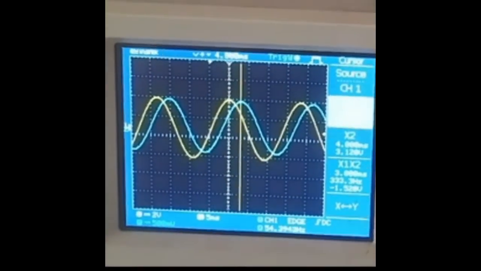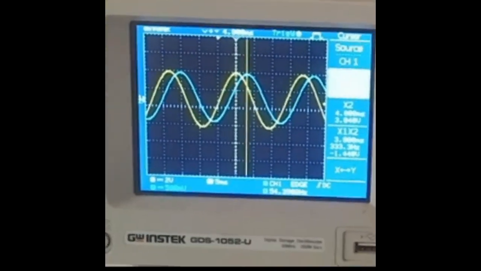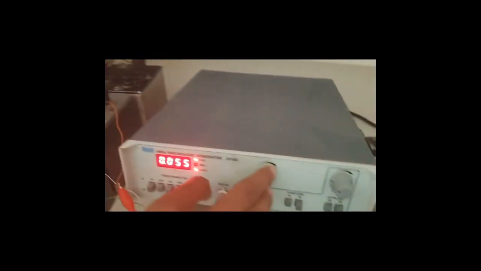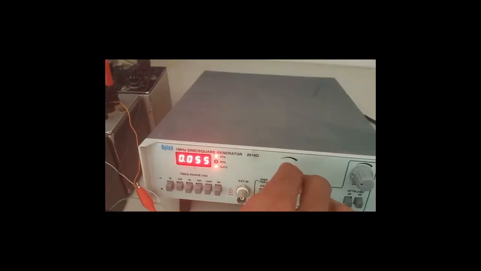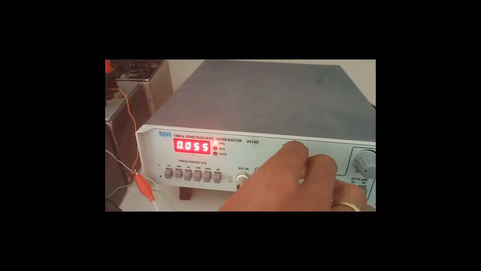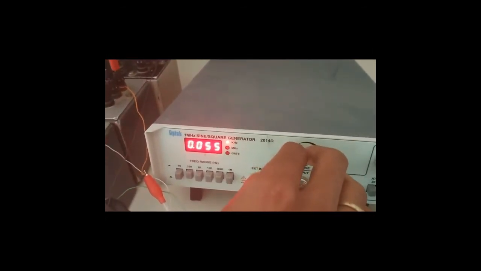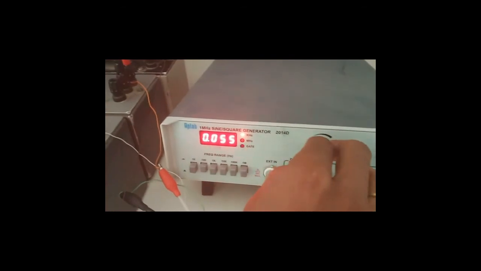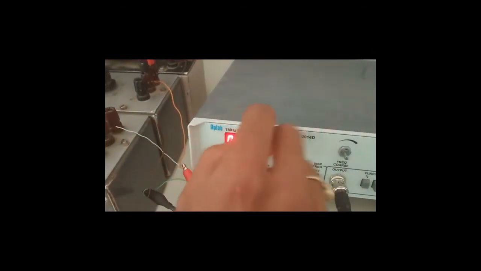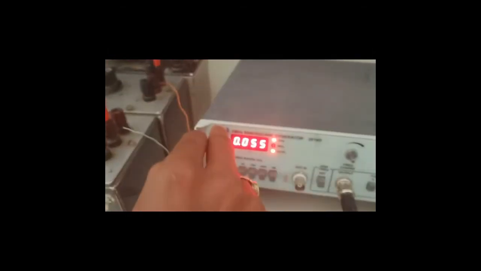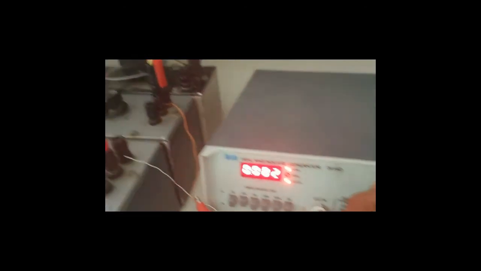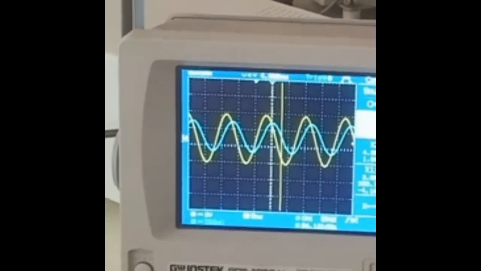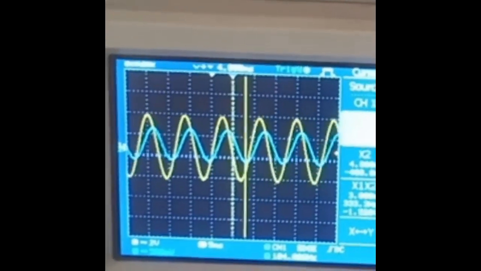Like this we have to go on applying the frequency, simultaneously noting down the input voltage amplitude and output voltage amplitude. Then we can note down the frequency response by plotting it on a semi-log sheet, that is, frequency versus gain and frequency versus phase angle. Similarly, as you go on varying the frequency, the output voltage and input voltage amplitudes also vary.